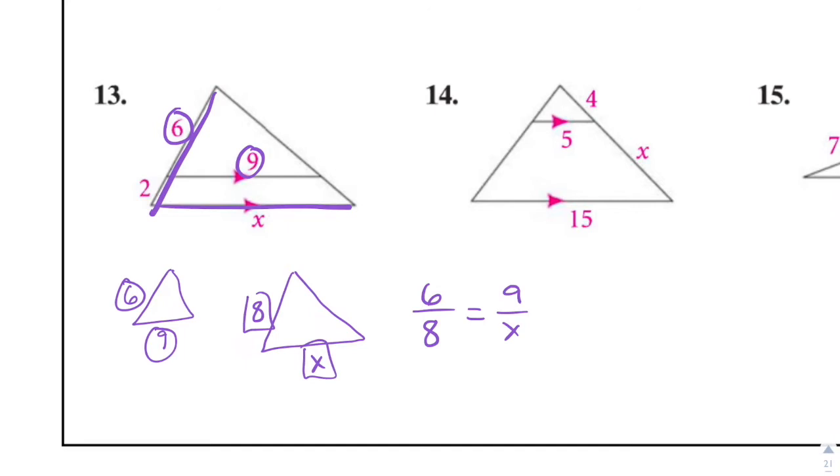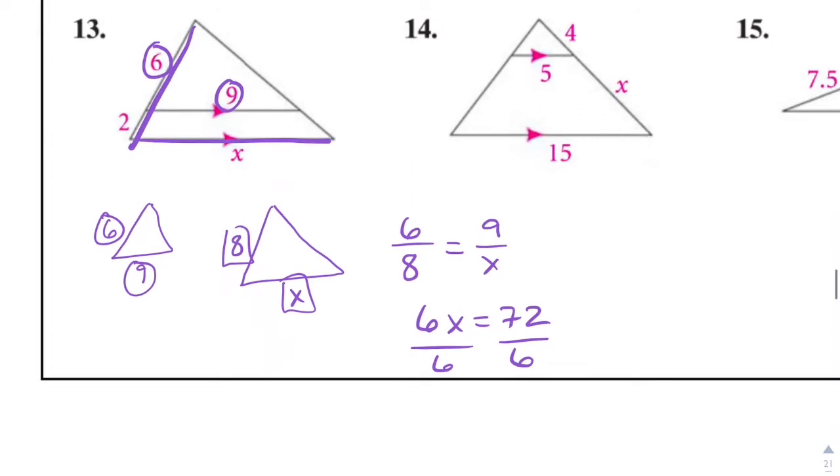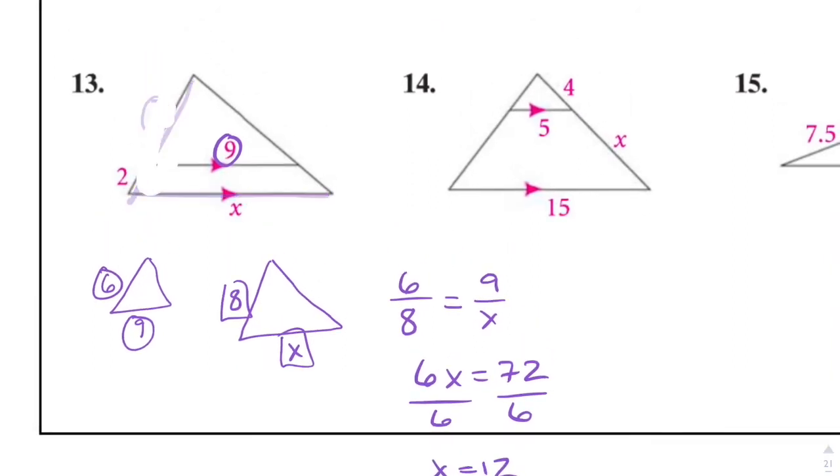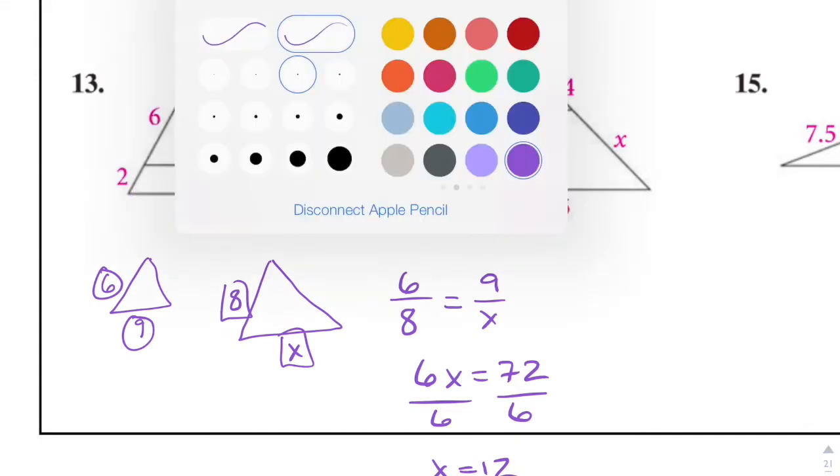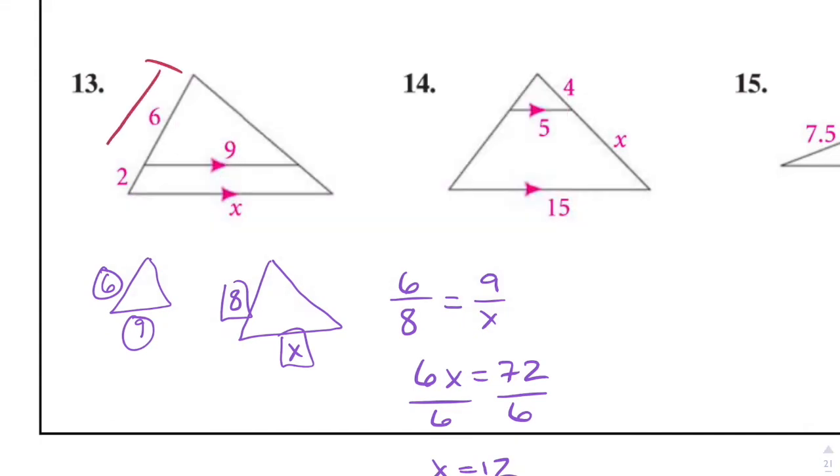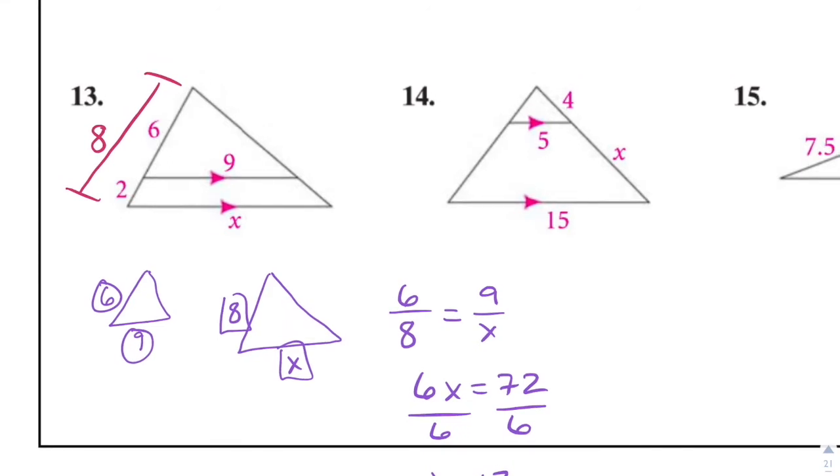It doesn't matter either way, because when you find your cross products, you will get 6x equals 72, and you'll divide both sides by 6, and you'll get x equals 12. Maybe it's better to label this as a total length of 8. So you're going to set 6 is to 8 as 9 is to x. So we just have to be cautious, and this warm-up has a lot of that.